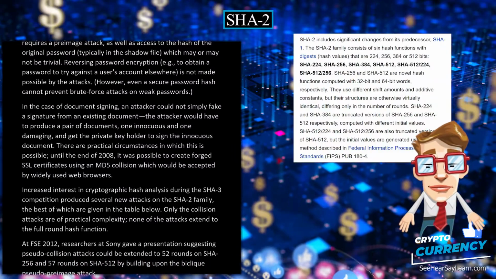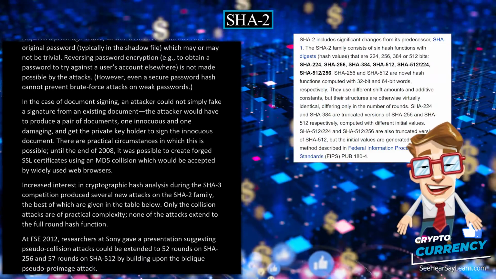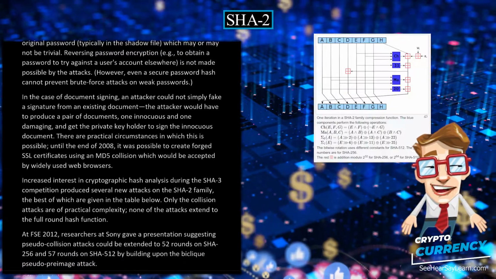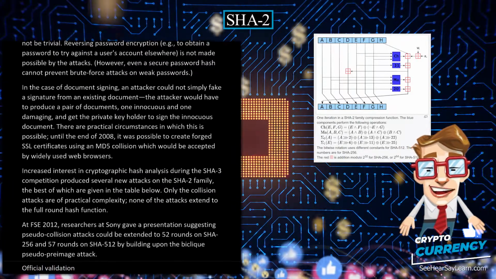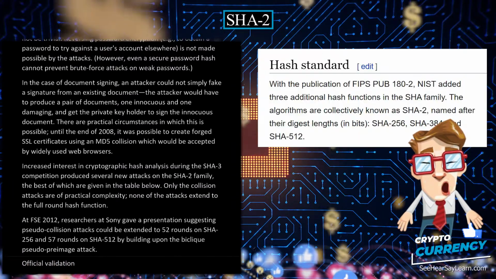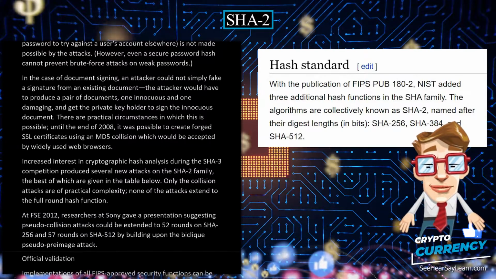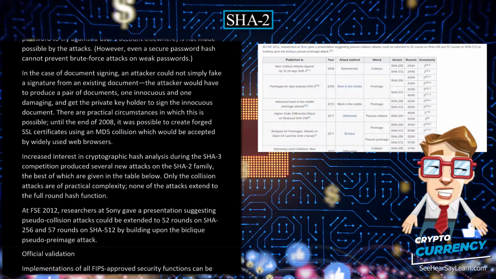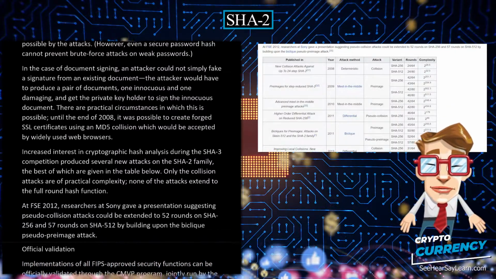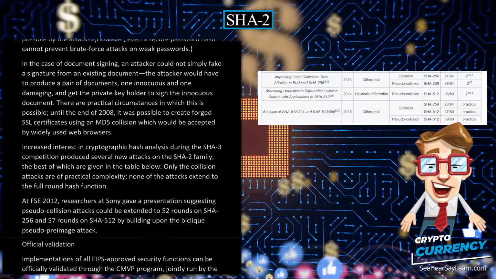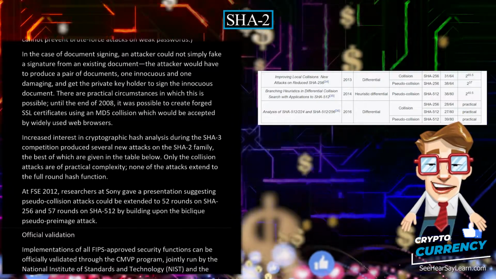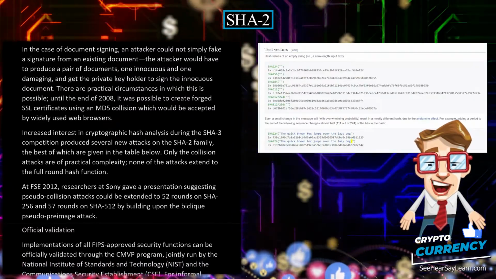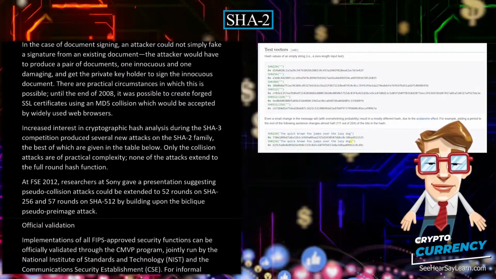In the case of document signing, an attacker could not simply fake a signature from an existing document. The attacker would have to produce a pair of documents, one innocuous and one damaging, and get the private key holder to sign the innocuous document. There are practical circumstances in which this is possible. Until the end of 2008, it was possible to create forged SSL certificates using an MD5 collision which would be accepted by widely used web browsers.